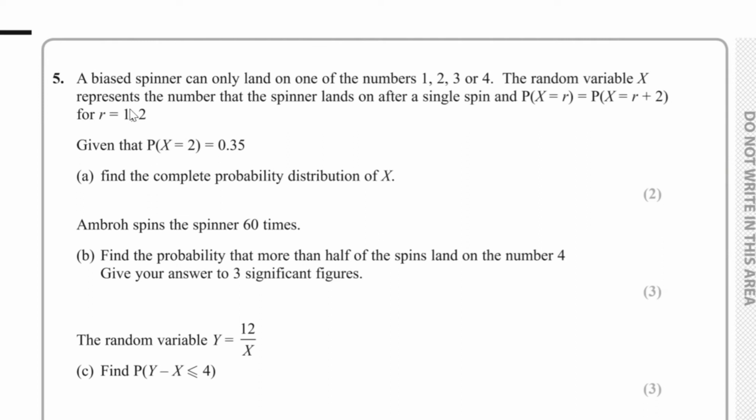Question number 5. A biased spinner can only land on one of the numbers 1, 2, 3 or 4. The random variable X represents the number that the spinner lands on after a single spin, and the probability that X equals r is equal to the probability that X equals r plus 2, for r equaling 1 and 2. Given that the probability that X equals 2 is 0.35, we have to find the complete probability distribution of X.